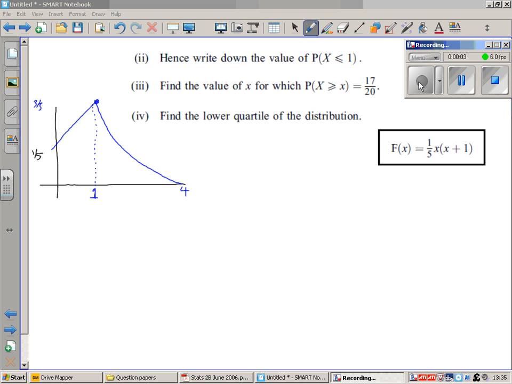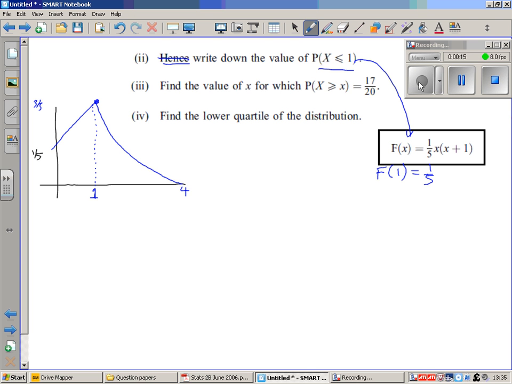Continuing question 7 then, it says hence write down the value of the probability that x is less than 1. That means just throwing the 1 into the formula we just worked out. What is f of 1? F of 1 is 1/5 times 1 times 2. F of 1 is 2/5.